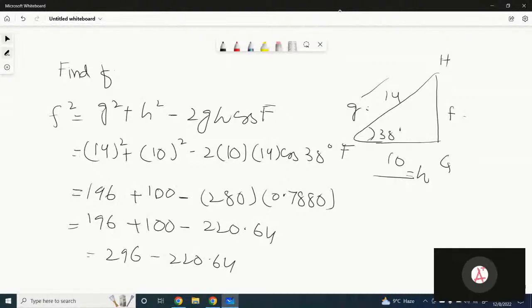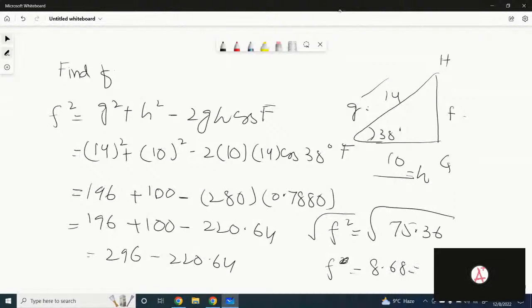So F square equals 75.36. Got it? Just calculate the square root of both sides. The square root of 75.36 would be 8.68. I think you can round it off to 9.